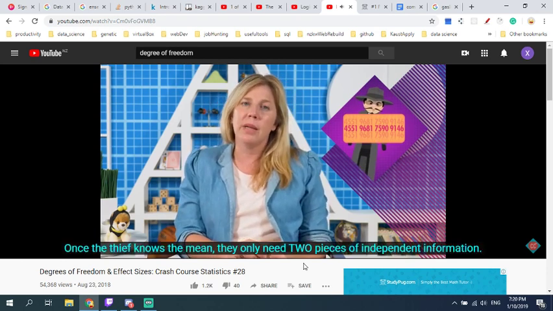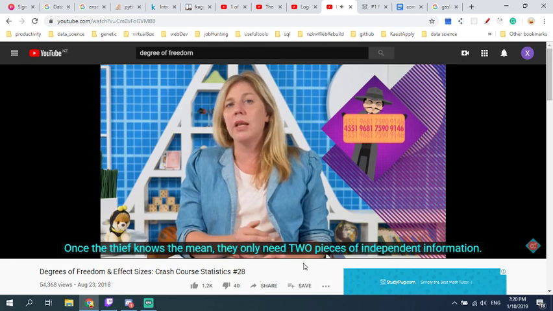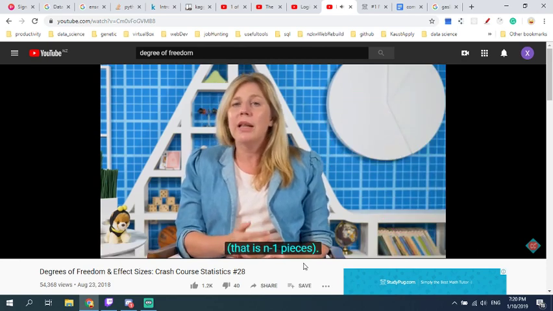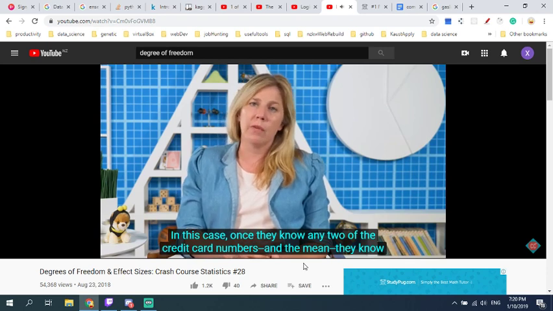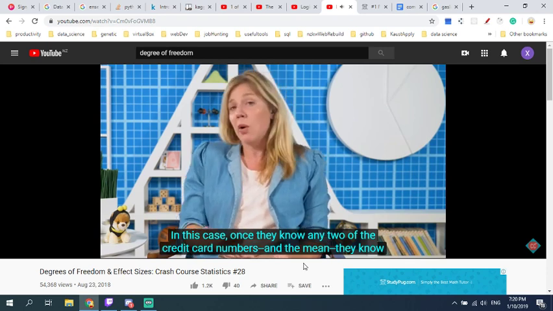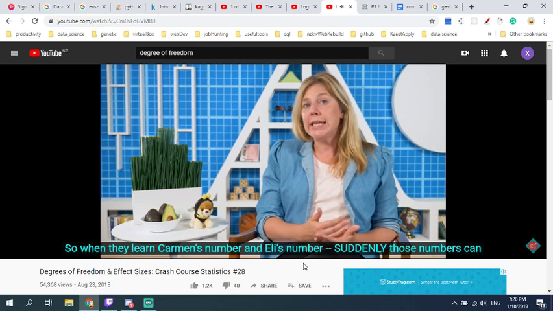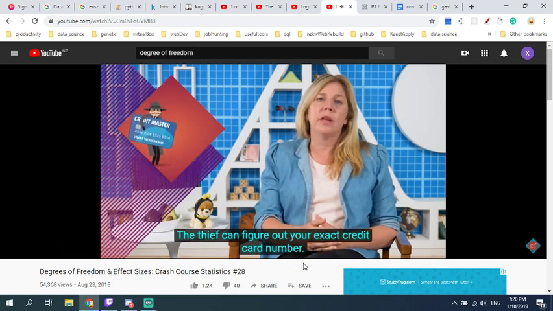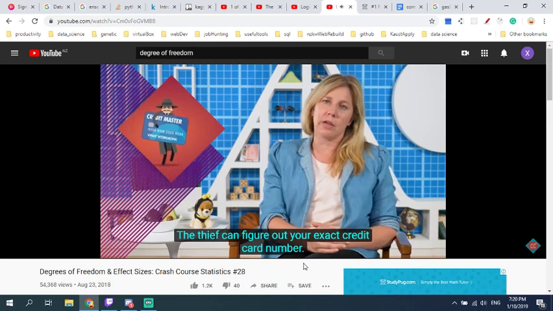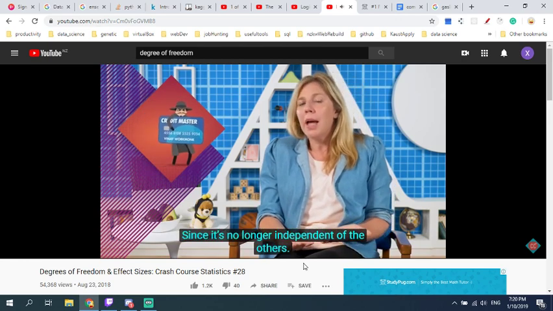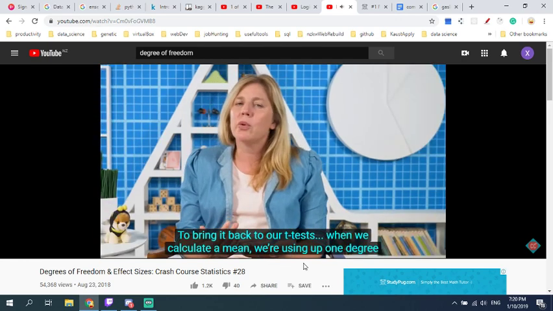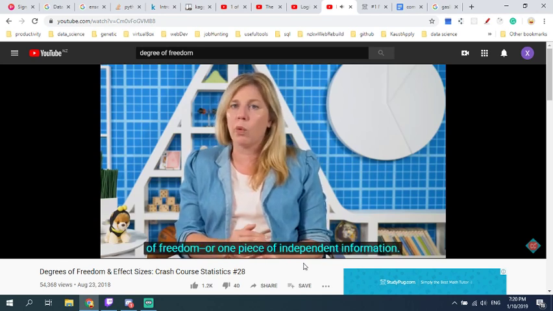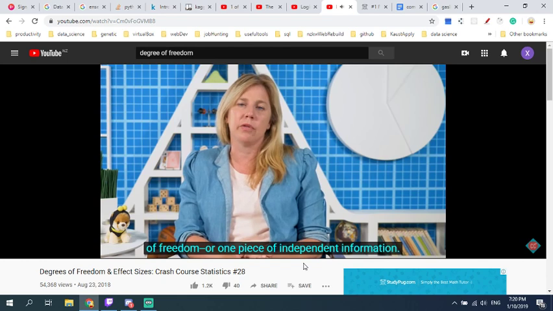Once the thief knows the mean, they only need two pieces of independent information, that is n-1 pieces. In this case, once they knew any two of the credit card numbers and the mean, they know all three. So when they learn Carmen's number and Eli's number, suddenly those numbers can reveal yours. The thief can figure out your exact credit card number since it's no longer independent of the others. To bring it back to our t-tests, when we calculate a mean, we're using up 1 degree of freedom or one piece of independent information.